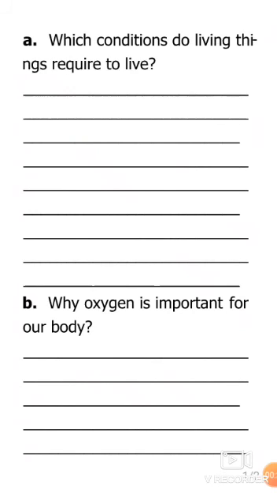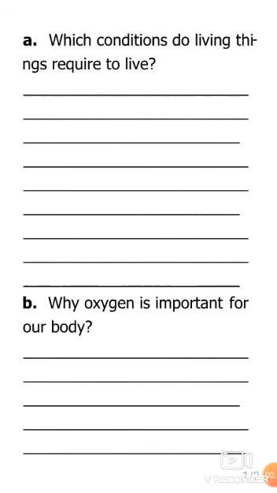Question number 1 is, which condition do living things require to live? So the answer of question number 1 is, the conditions which living things require to live are air, water and sunlight. Question number 2 is, why is oxygen important for our body?